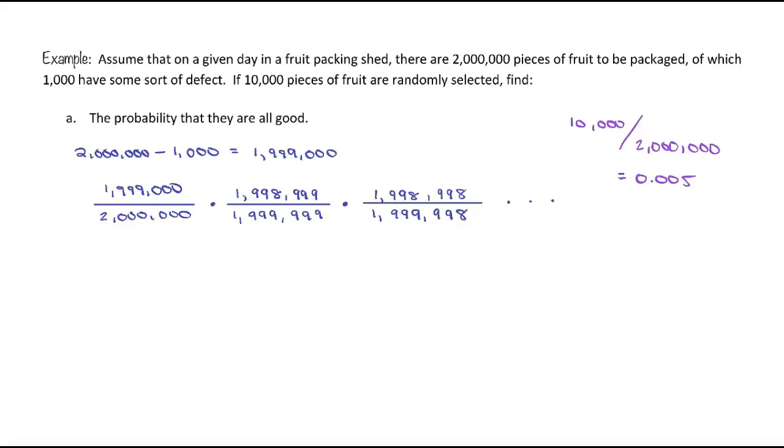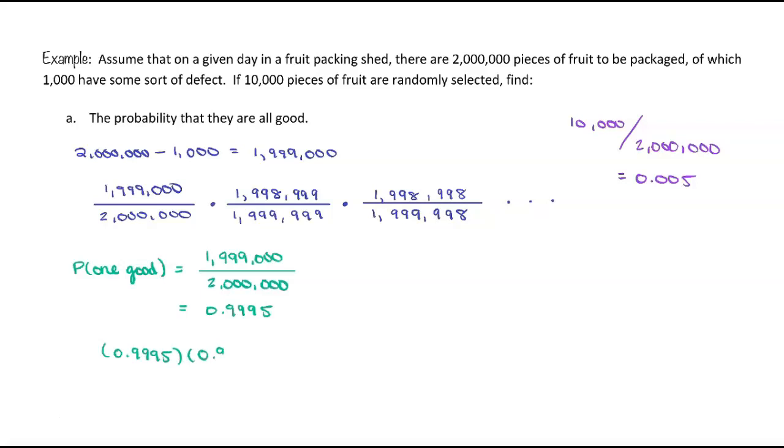Treating these independently, we can find that the probability of pulling one good piece of fruit is equal to 1,999,000 divided by 2 million, or 0.9995. And if we consider this to be the probability for each piece of fruit pulled, we would need to multiply 0.9995 by itself 10,000 times, which is simply 0.9995 raised to the exponent of 10,000.